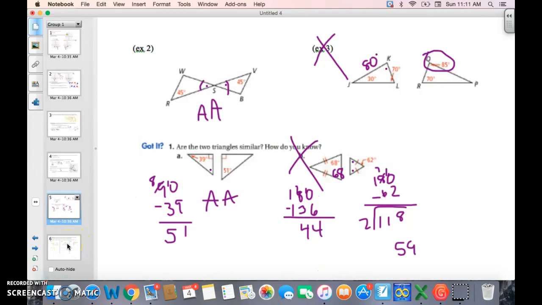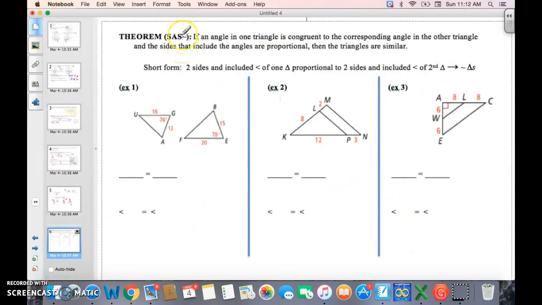All right, so now we've learned if all the sides are proportional, you can prove two triangles are similar. If the angles are proportional, the second is SAS. If you have one congruent angle and two proportional sides, you can prove the triangles are similar as well.